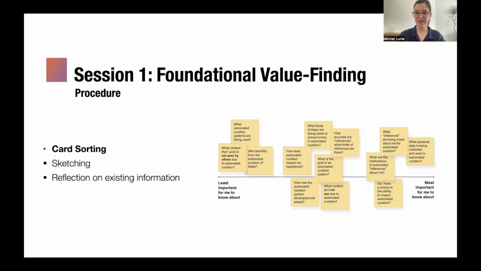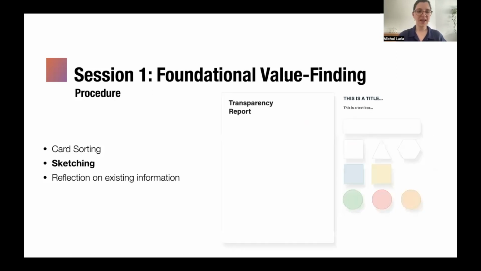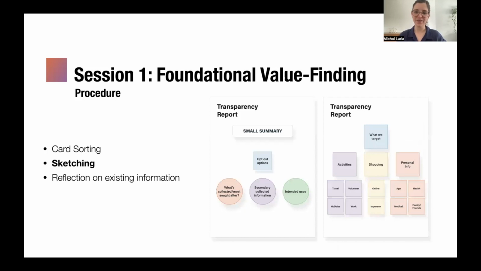We had several of these card sorting activities, and we followed with a sketching activity in which we logged off and allowed the participant about 5 to 10 minutes to imagine what a perfect version of a transparency report would be to them. So we gave them this empty template with some graphical elements that they could put on the report and suggest some things that they would want to see there. Here are a couple of examples of what participants came up with.